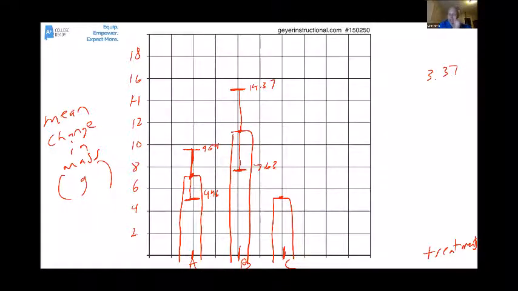So that's saying even though my mean for this group, my sample mean, was 11, there's a 95% chance that for all of the rabbits fed food B, the population mean is going to be between 14.37 and 7.63.